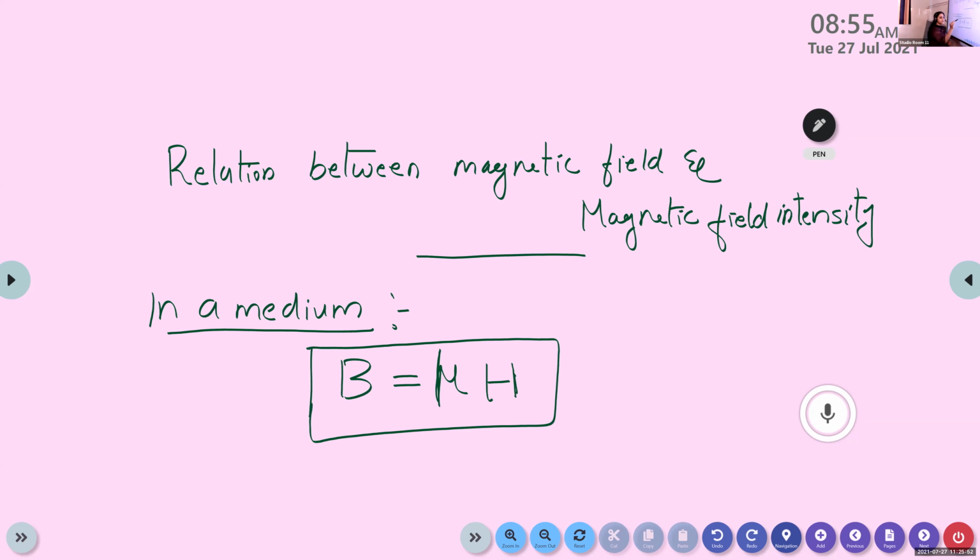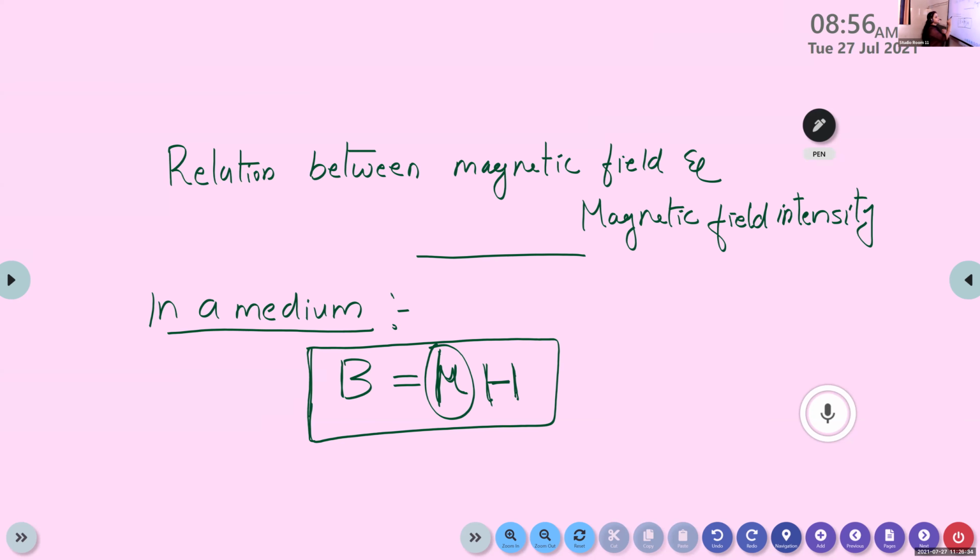Can you identify each term in this equation? What does B represent? Magnetic field. What does H represent? Magnetic field intensity. And here, instead of mu 0, a new term is coming, that is mu. What does mu represent? Can you recall what mu 0 is? Emmanuel, what is mu 0? Permeability of free space.